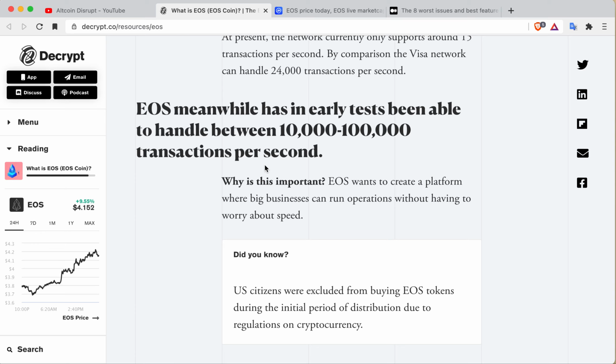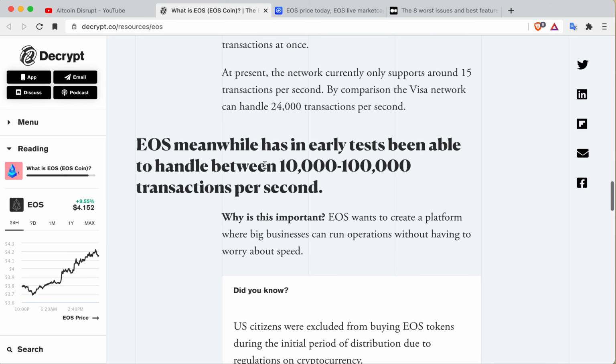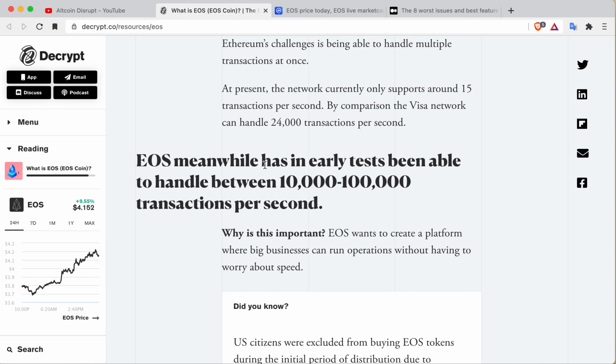The idea, the company, the hype that was building around it was extremely large, and people invested a lot of money into EOS. And we can talk about the transactions as well. It is said here that in early tests for EOS, between 10,000 and 100,000 transactions per second. And that's with testing. Now we're not sure if that's what's actually powering the network right now.